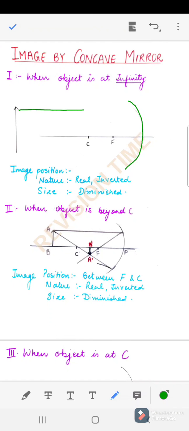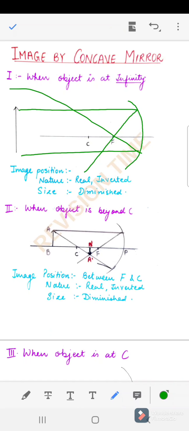A ray will come and pass through the focus. Similarly from here also it will pass through the focus. So where are the rays meeting? They are meeting here. That means the image will be formed at the focus. It will be real, inverted and diminished.